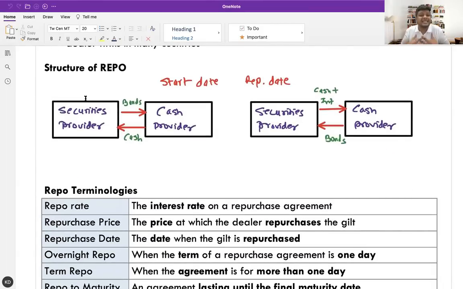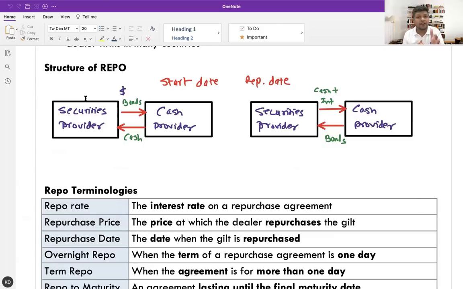The one who needs funds, let's say I need funds. So what I'll do, I am a bank, I will sell securities to you, which can be another bank or the central bank or anyone. I'll sell securities, let's say at $100. So you will buy the security from me at $100, right?